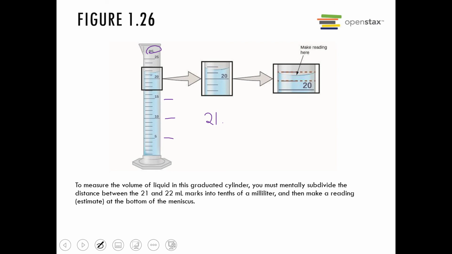But we can estimate further. It's not 22, right? And of course, we want to measure from the bottom of the meniscus. So we're going to say, okay, this is 21 right here. This is 22. I'm going to say that's 21.5 milliliters. So we can estimate that tenths position. We can be exact to the ones and estimate that to the tenths.